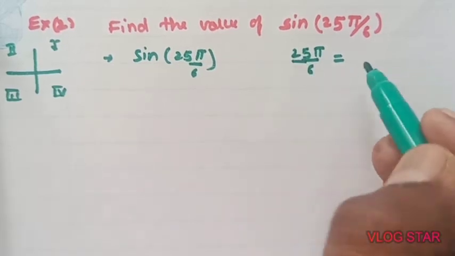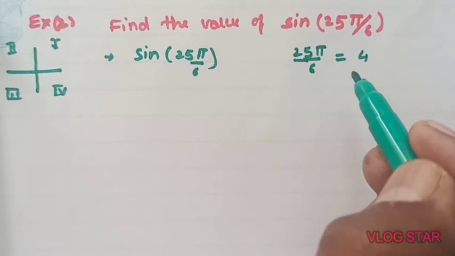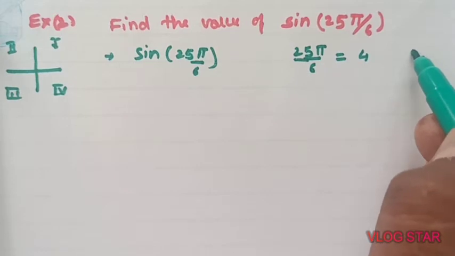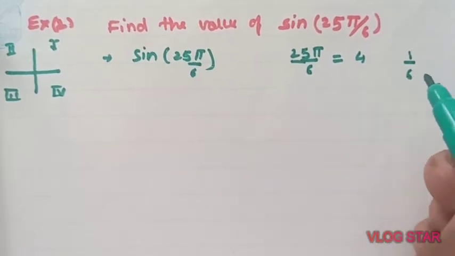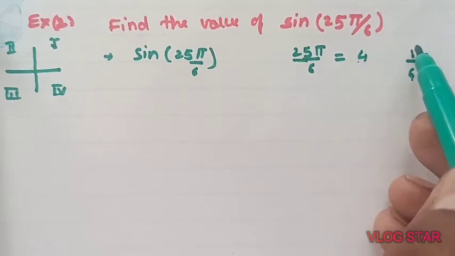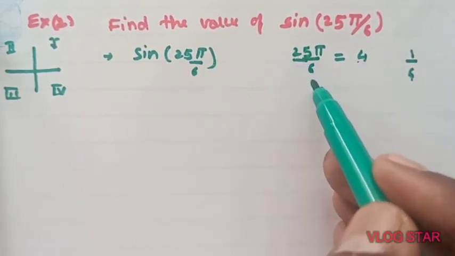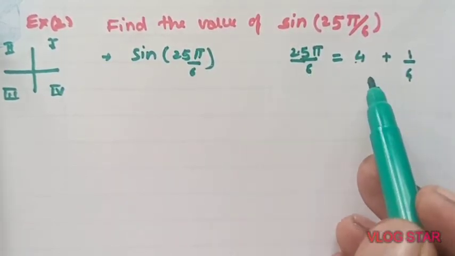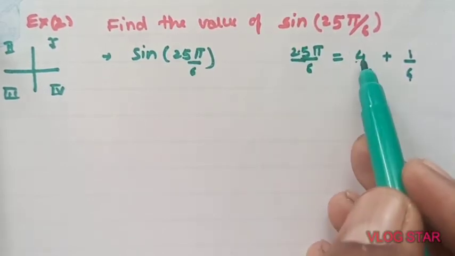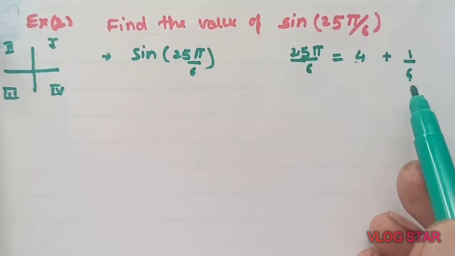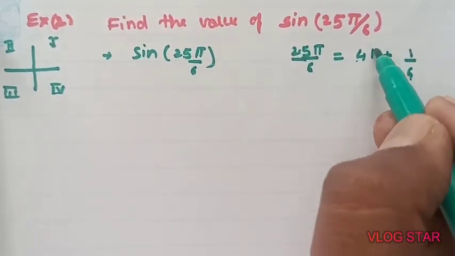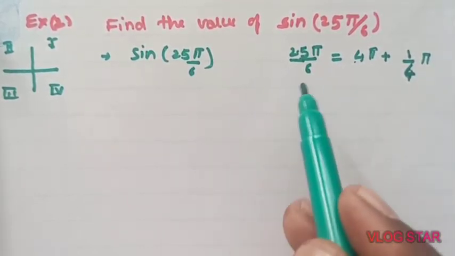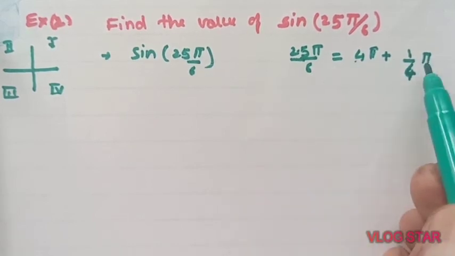6 4s are 24. How much remainder? Quotient is 4 and remainder is 1. So I can write it like this: 6 4s are 24 plus 1 by 6. So it is 25 by 6. So like that I can split. But along with pi, so it is 4 pi and this is 1 by 6 pi, so it is pi by 6. So we can split the given angle as 4 pi plus this.